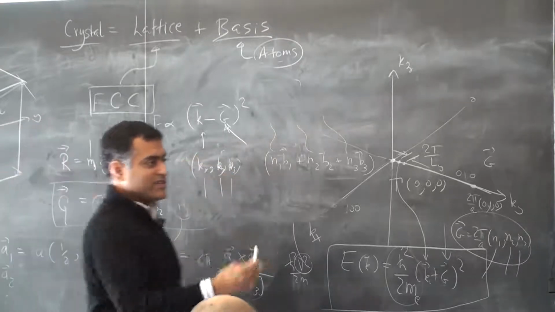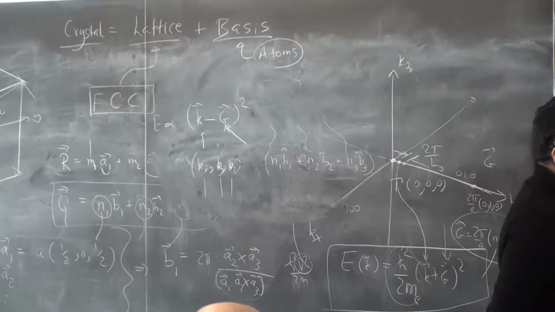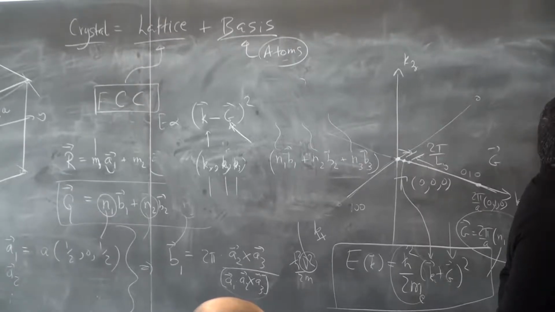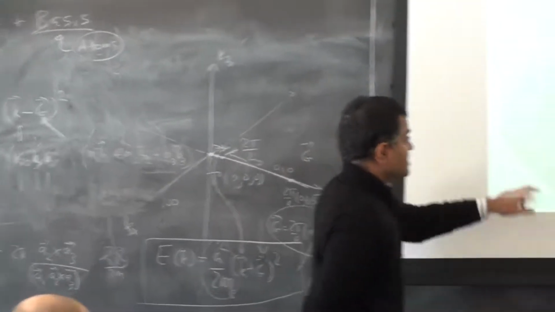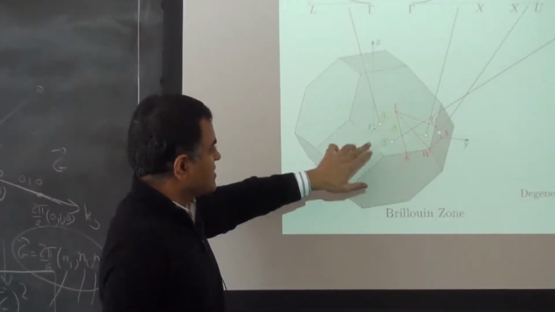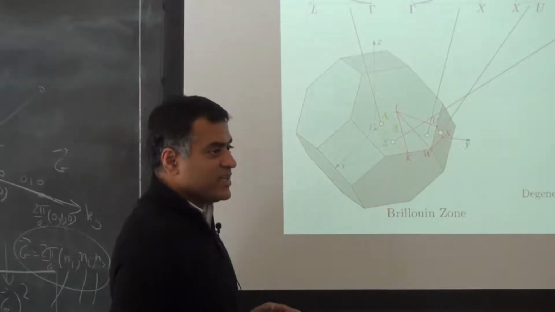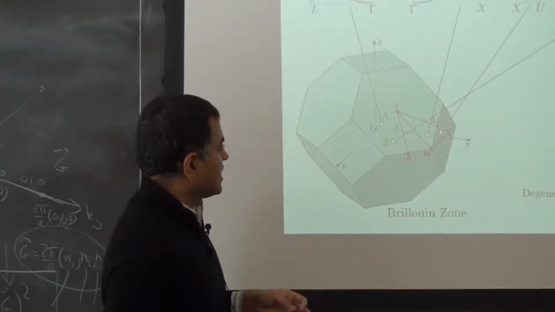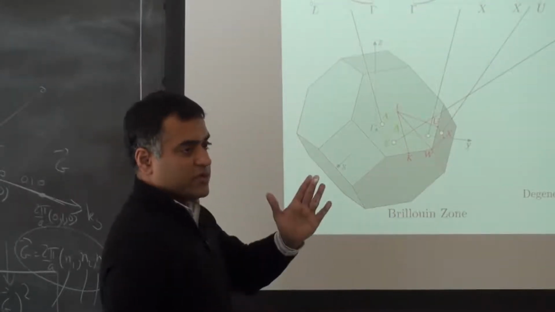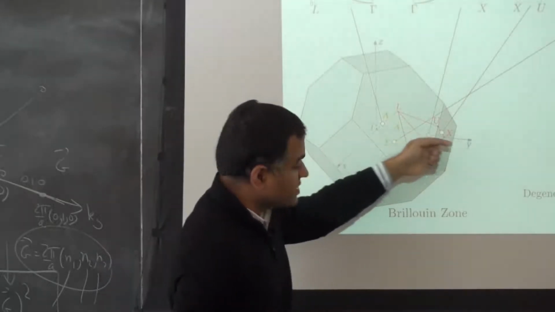Question: are these letters like gamma, L, X, K standard? Can they be found tabulated somewhere, or are they different for every crystal? Oh no, these are standard. Gamma would always stand for the 0, 0, 0 point in K space, and L is a standard point. When we say in silicon that an electron was moving along the gamma L direction, we mean it's moving in the 1, 1, 1 direction. If you say gamma X, we know it's 1, 0, 0.